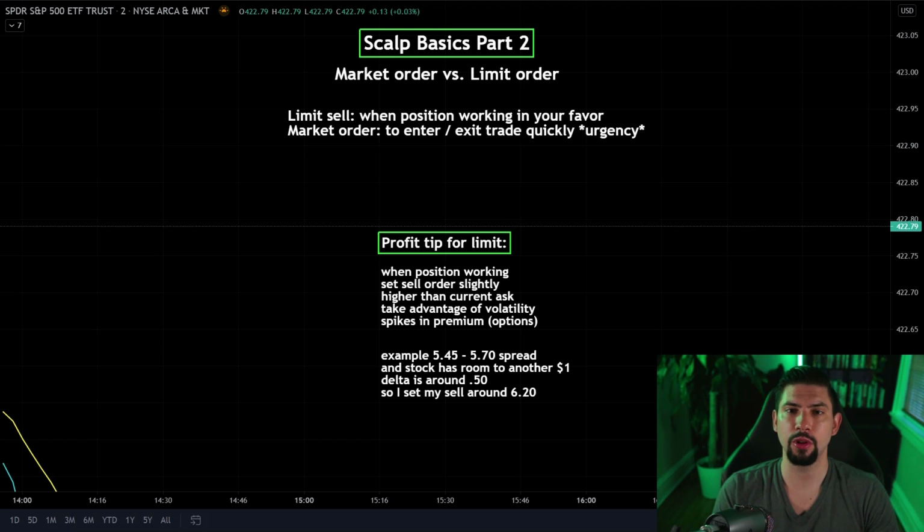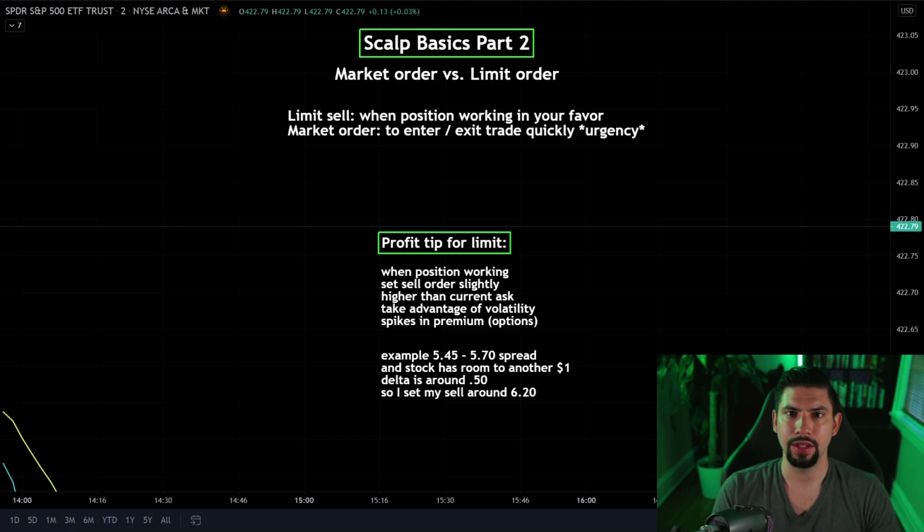So when you place a market order, it's going to fill you at whatever the current price is, and oftentimes the order is not going to fill at a favorable price. So number one is avoiding stocks that don't have high liquidity in options. Now with market orders, they are used when you have urgency.